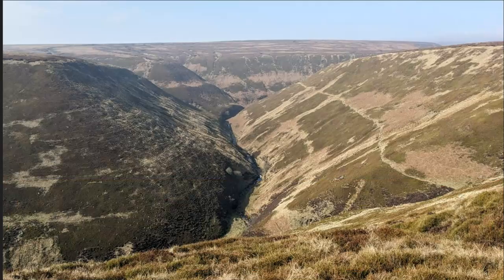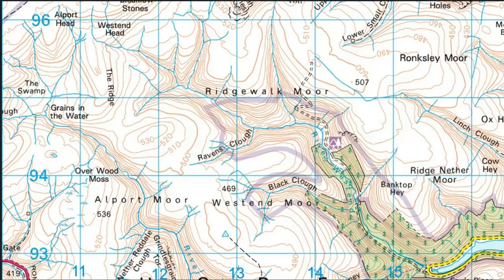This week we're in the fantastic remote Peak District, and I simply want to know where the photograph was taken and what features we are looking at. The map that we're using this week is the Ordnance Survey 1 to 50,000. So somewhere on there is the feature and the photograph location.